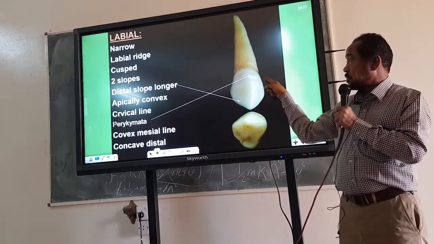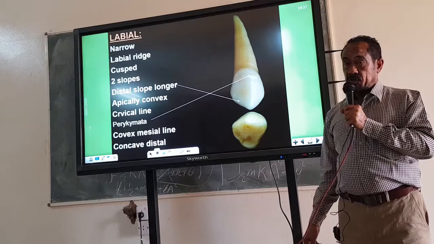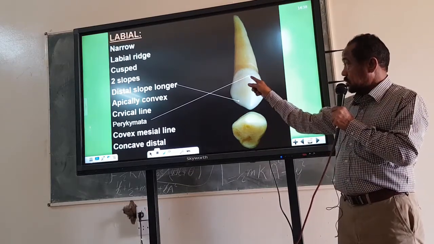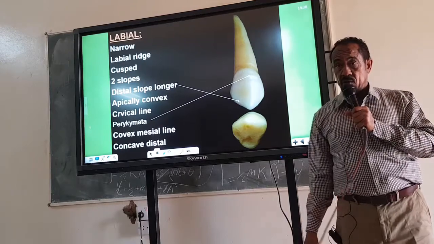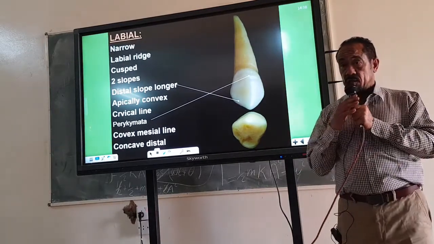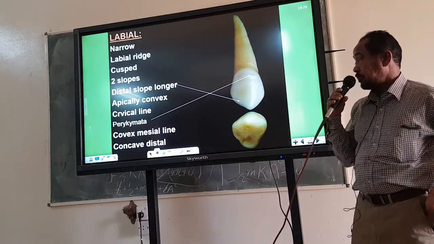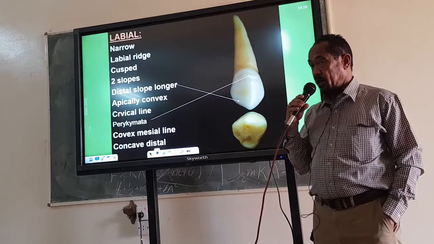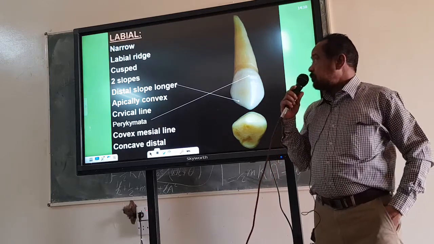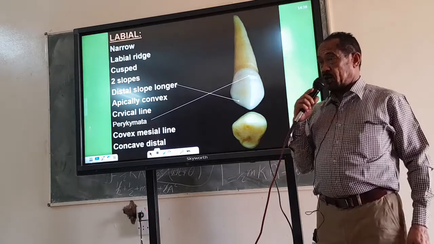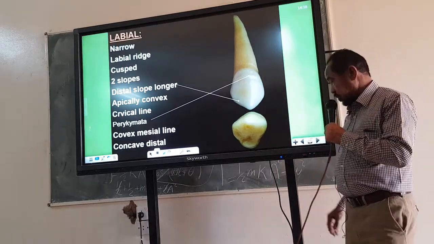What is this? Cervical line, convex. Apically, what are these? Perikymata or imbrication lines at the cervical area. These are special for the maxillary canine. In the mandibular canine they are different. But these are the descriptions that need to be considered in describing the labial surface of the canine.